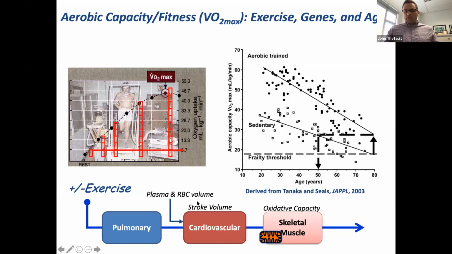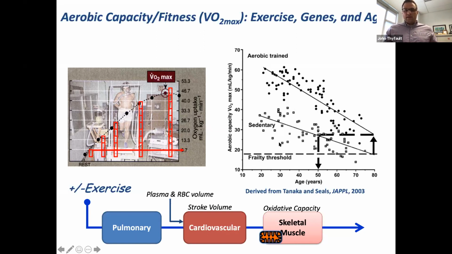And it's also important on circulating factors like plasma volume and red blood cell volume, stroke volume in the heart, and of course, oxidative capacity. And VO2 max or aerobic capacity is strongly influenced by your behavior, your genes, and your age.